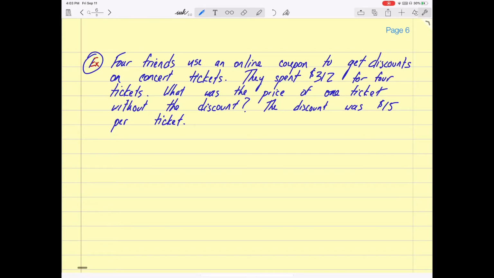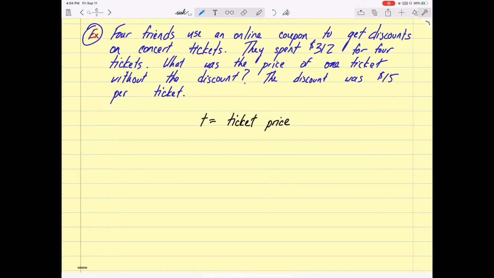Well, we know that 4 people bought concert tickets. Each of those tickets were discounted by $15. So we're going to have this ticket price. I'm going to let t stand for ticket price. For every ticket the 4 people bought, we have to subtract $15 from each one. So what I wrote here just represents the discounted price of a ticket.